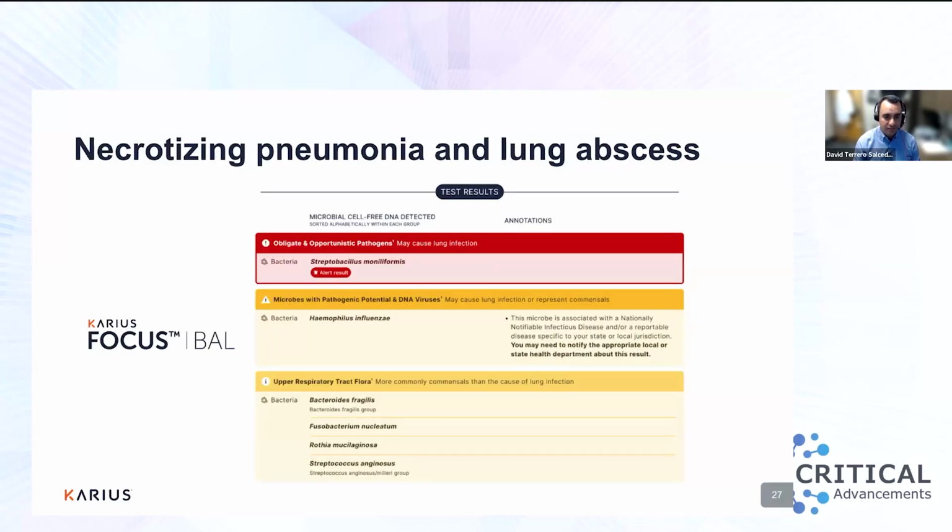organized and arranged for the send out of Focus BAL. This is probably one of the most high impact kits we have so far. We started using the Focus BAL earlier this year, and we detected Streptobacillus moniliformis. I'm sure it's also called, not me, but everybody calls it rat fever out there in the world. We also detected respiratory flora and other organisms like H. flu with a potential for disease.